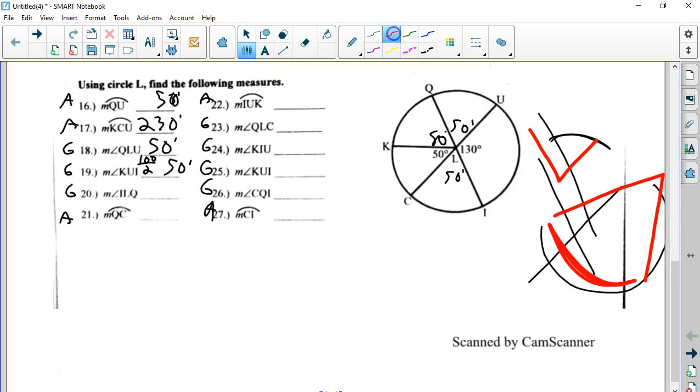ILQ. Going from I to L to Q, that's a semicircle. Okay, well, it's a 180 degree angle because we're doing the angle here. It'd be the same for the arc. It goes I and UQ, then QC. It's an arc, so we're going on the outside here. 80 plus 50, that's 130 degrees.